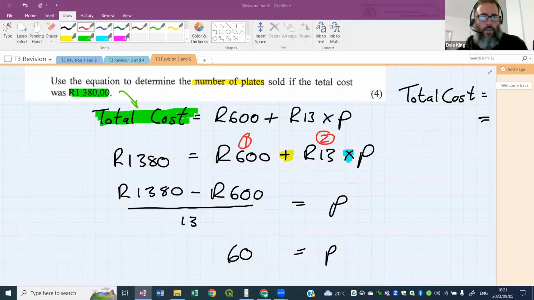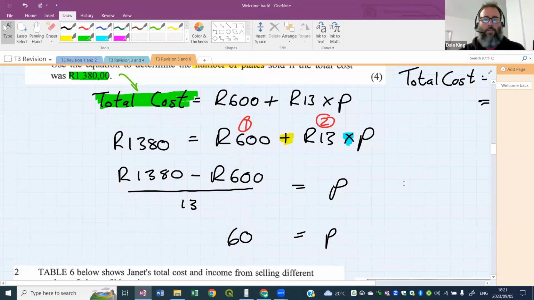So if we have 1,380 rands worth of costs, it must mean that we are selling 60 plates of biryani. I hope you guys understand how this equation works. We used it one way where we worked out the total cost, and we used it the other way when we were given the total cost, and they wanted to know the number of plates.